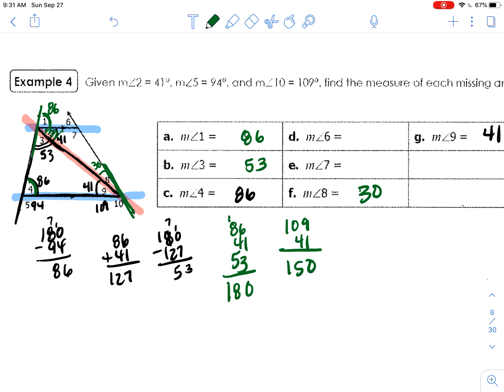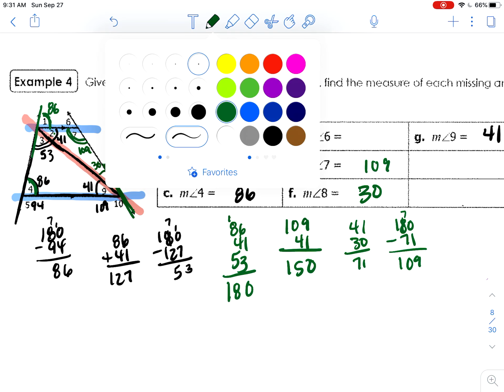Okay, so next thing I see is, well, I've got a triangle right over here. So let's figure out those three angles of the triangle. I know they're going to add to 180. So if I've got a 41 and a 30, that's 71. 180 minus 71, how about 109? So the measure of angle 7 is 109.